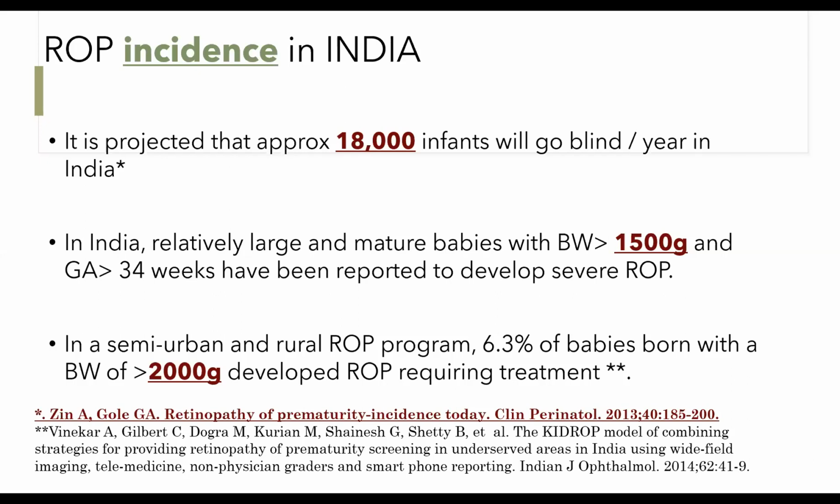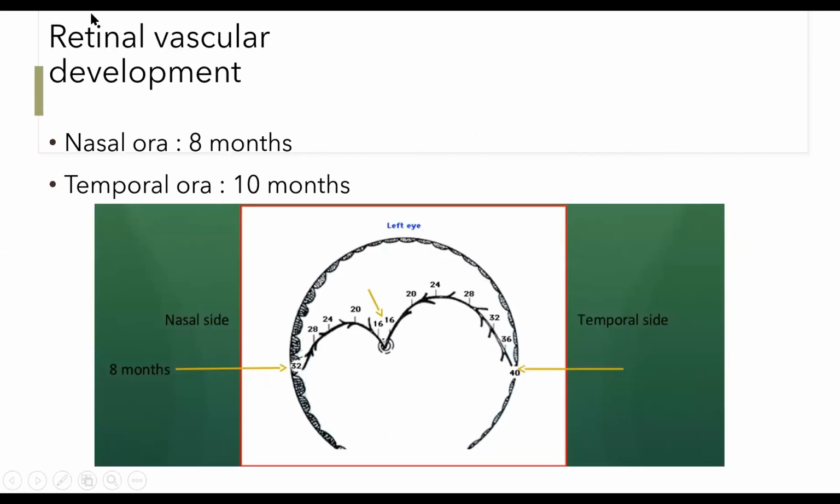So I was talking about how the vessels grow intrauterine. The vessels start at 16 weeks from the optic nerve head. The initial process of vessel formation is vasculogenesis, so there is formation of vessels de novo. That happens till zone 1. Beyond zone 1, it is angiogenesis. First is vasculogenesis, then angiogenesis, which forms vessels from the pre-existing vessels.